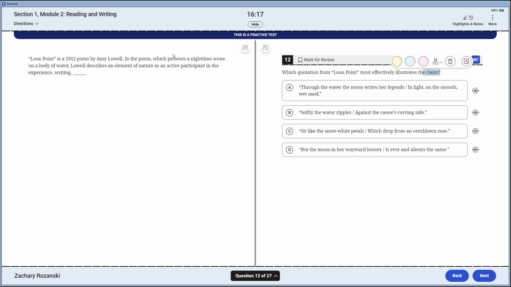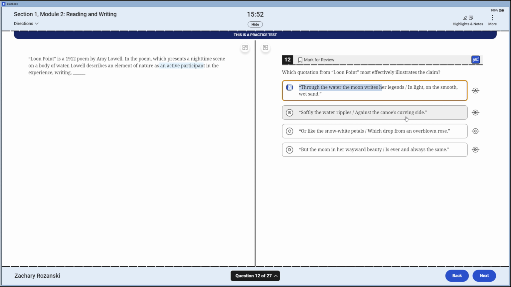We want to illustrate a claim. Our claim seems to be that he describes an element of nature as an active participant. That's what I'm going to look for first. Through the water, the moon writes her legends. Oof, that's pretty gorgeous, right? Writing it right on the sand. That's a gorgeous notion of active participant. Writes is such an active verb.